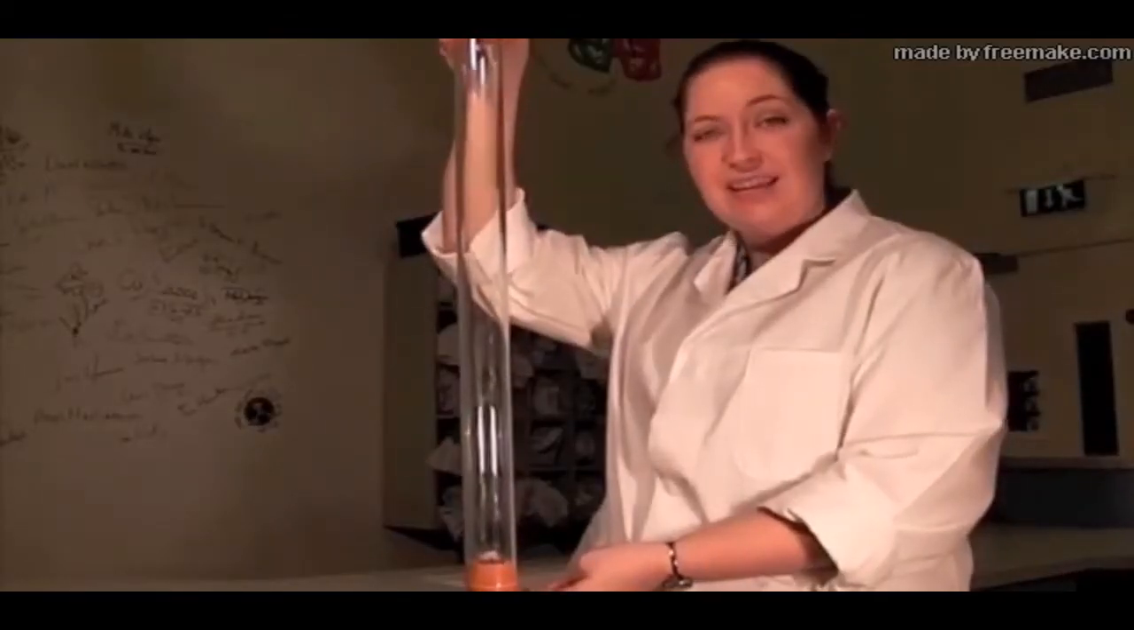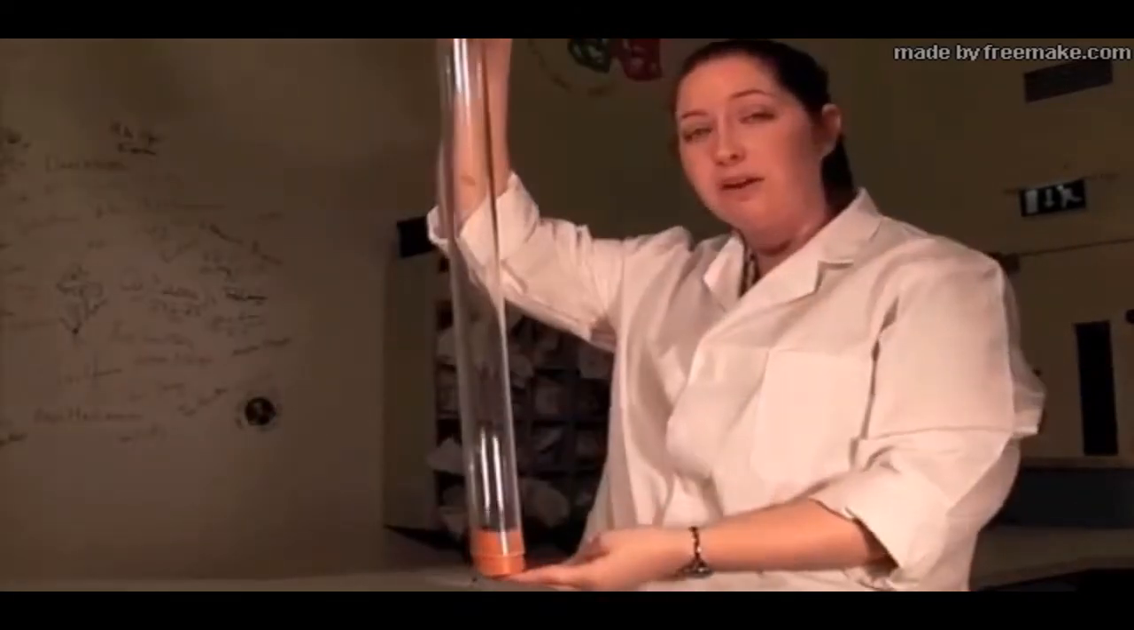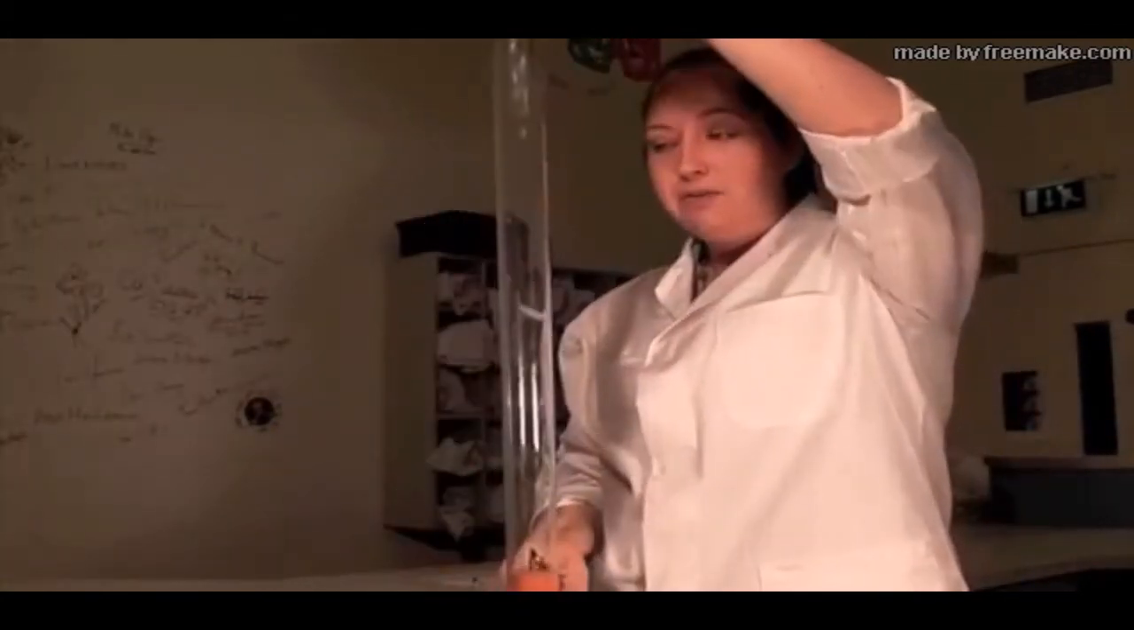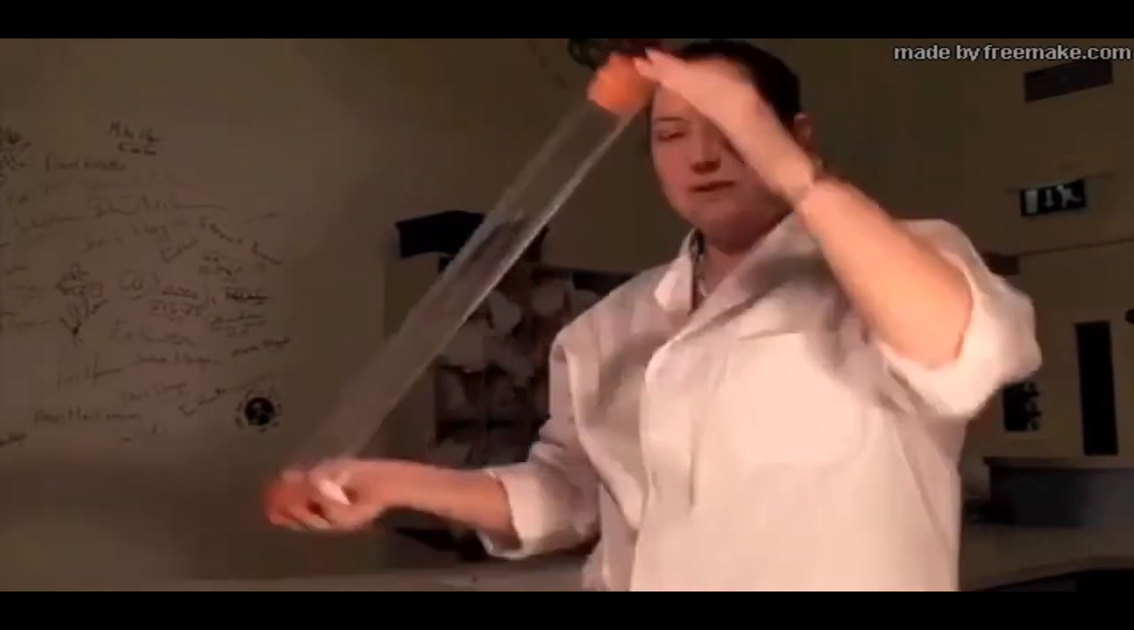As you can see, the feather falls slower than the coin does. This is because the feather and the coin are falling through air, and air is made up of stuff. And this stuff pushes up on the feather and the coin. This is what we call air resistance.